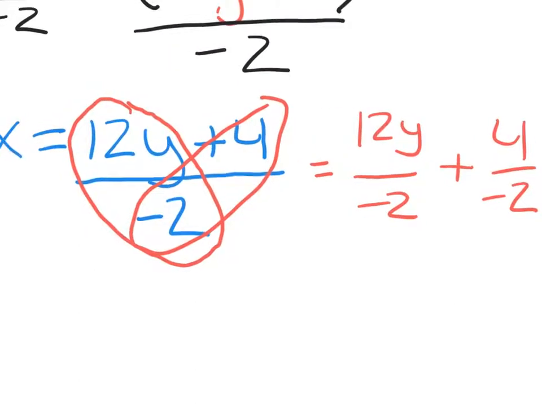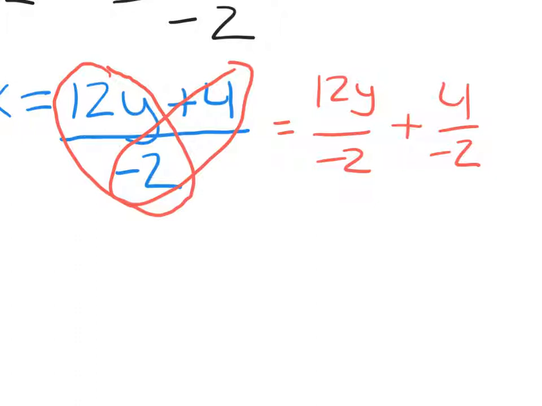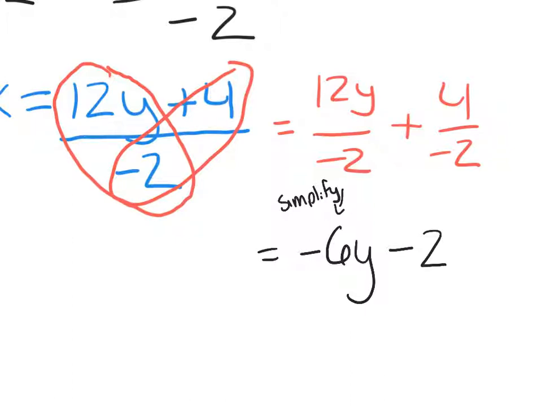So with our first one, 12y divided by negative 2, can we simplify that 12 and the negative 2? Do you have a calculator? You could do 12 divided by negative 2? Yes? Negative 6. So negative 6y. So we're just simplifying. And then with our second one, 4 divided by negative 2, what does that give us? Negative 2. So plus a negative 2 or just minus 2. Again, we just simplified.